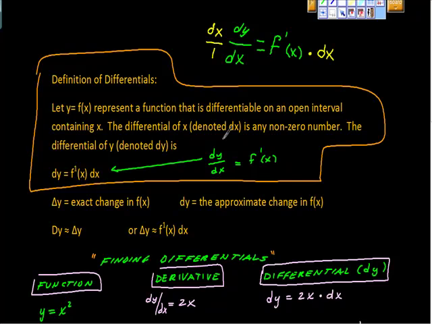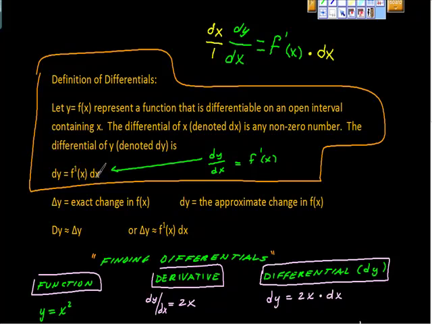Start with this: the definition of differentials is, let y equal f of x represent a function that is differentiable on an open interval containing x. The differential of x is denoted as dx. This is really important, so keep this in mind: dx is otherwise known as the change in x, and it is any non-zero number. The differential of y, denoted as dy, is this: dy equals f prime at x times dx.